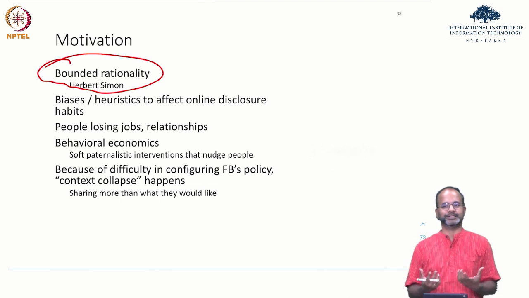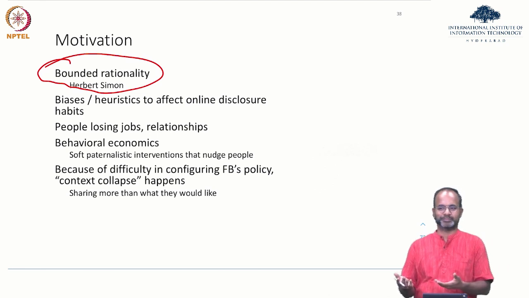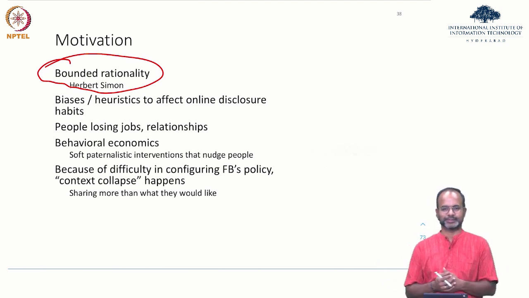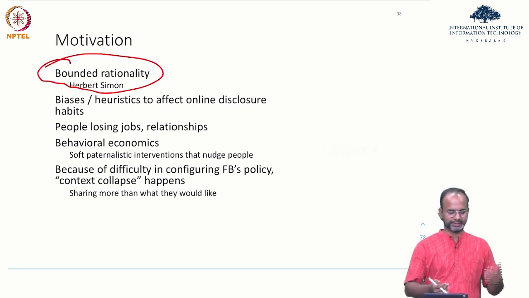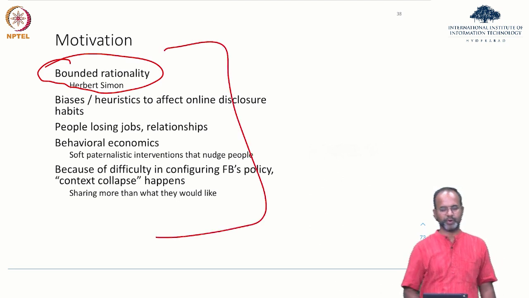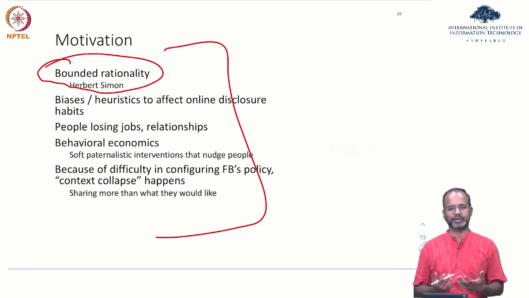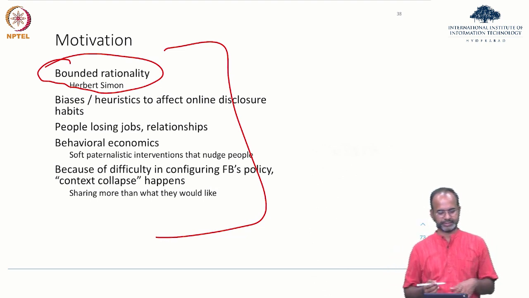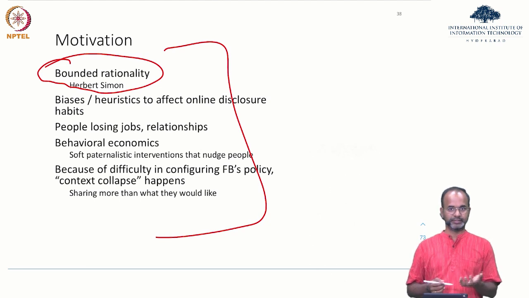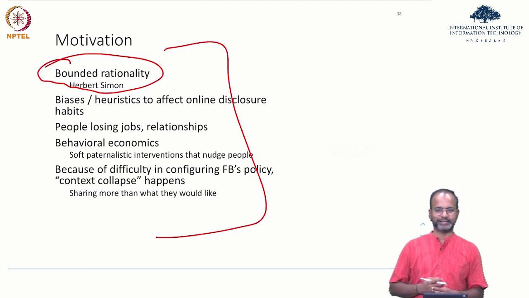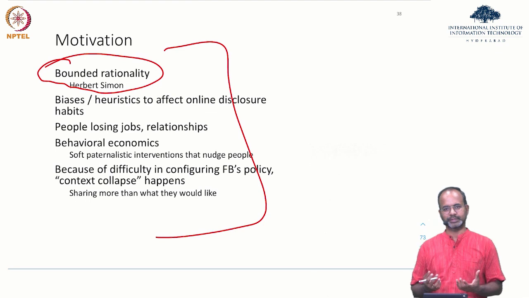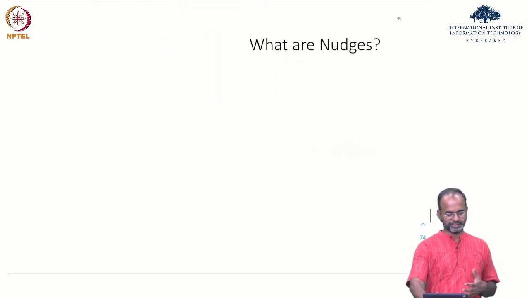Context collapse is the idea that I make a post trying to do it for a particular context, but the post actually shows up for everyone, and that is where the context collapse is happening. Right? That's the idea of context collapse. So these are the set of motivations for why you want some kind of nudge. These motivations are not necessarily only for privacy nudges, because I think all of this could be explained for any kind of nudge that you could build online. Particularly, I'm going to use it only for the privacy nudge.